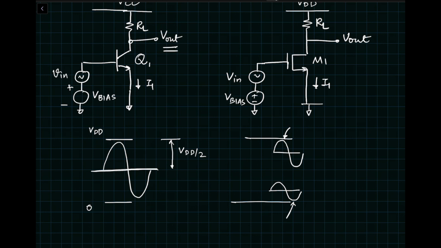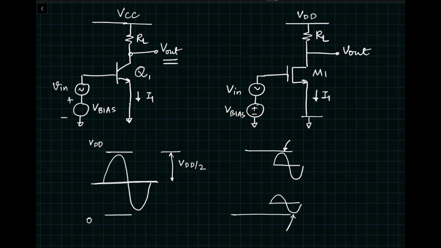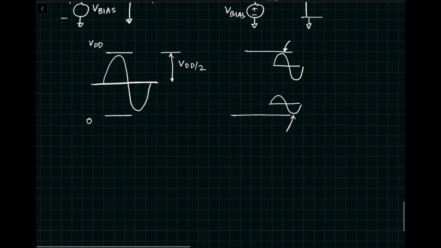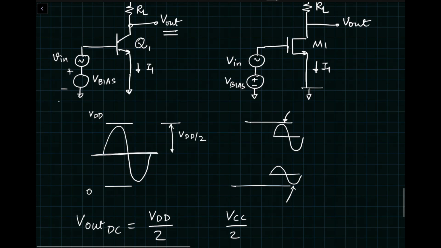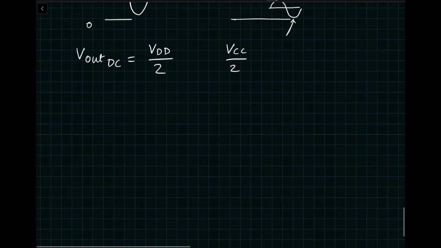So the first observation for both the circuits is the DC output voltage. What should be the DC output voltage? And once you realize that, things become very easy for you. So Vout DC is equal to VDD divided by 2 because that gives you the maximum swing, or VCC divided by 2. Now let's do the bipolar AC analysis. For the bipolar transistor, if you remember, let's draw the simple small signal model. And for the small signal model, we will remove the DC quantities, and it's going to look like this.